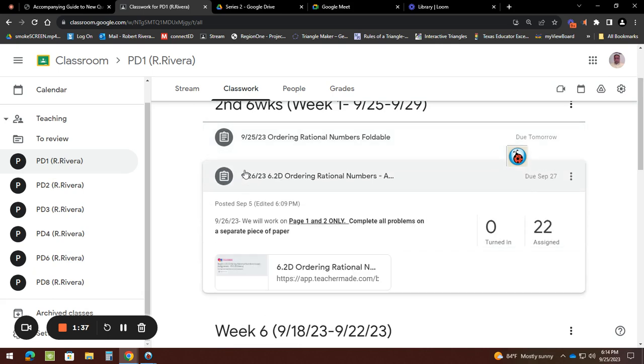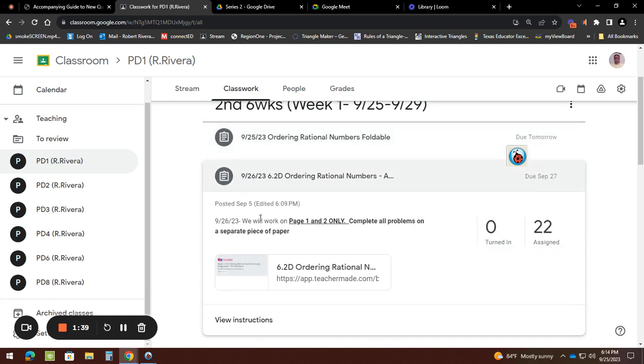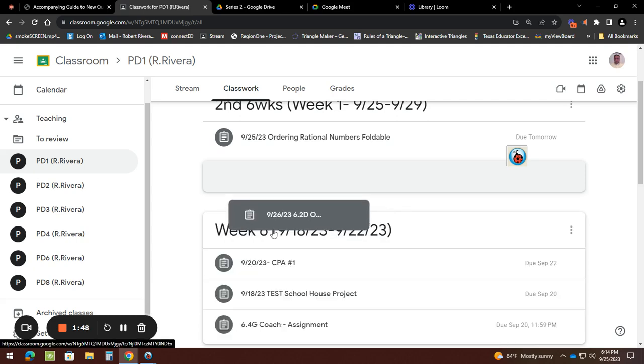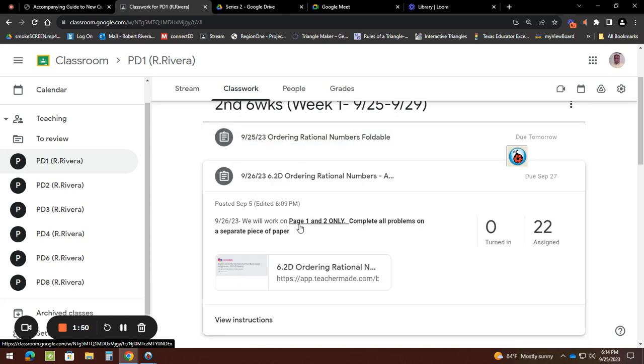Tomorrow, you'll have this guy. Okay, you'll be working on page 1 and 2 only. You're gonna complete all problems. This time I don't want it on the homework journal. I'm actually gonna pick it up the next day, so I want it on loose leaf paper. I'll explain that tomorrow, so you don't have to worry about that. But I just wanted to let you know.